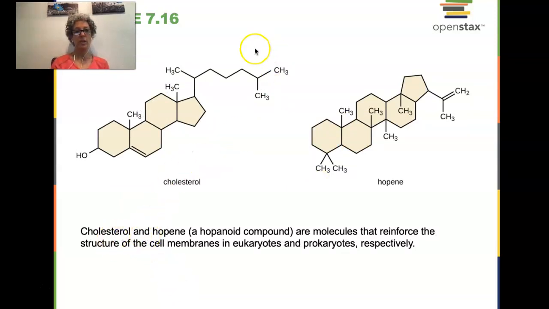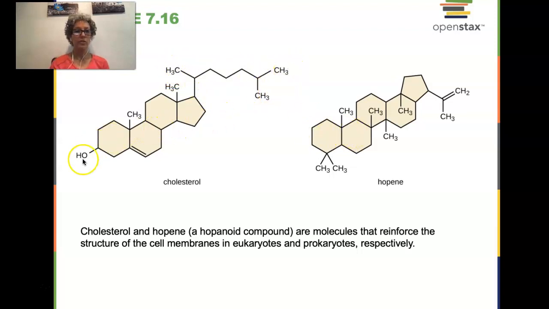Cholesterol on the left, and then we have hopanoid on the right. The cholesterol is found in the cell membranes in eukaryotes, and more specifically, only in animals. And the hopanoid is found in the cell membranes of prokaryotes. They both have the significant ring structures. They have these very hydrophobic non-polar regions, all carbons and hydrogens.